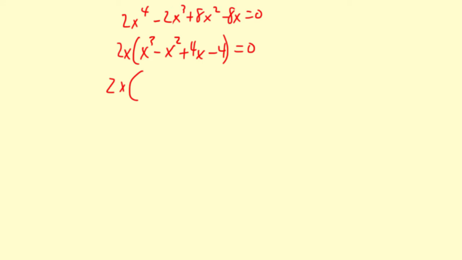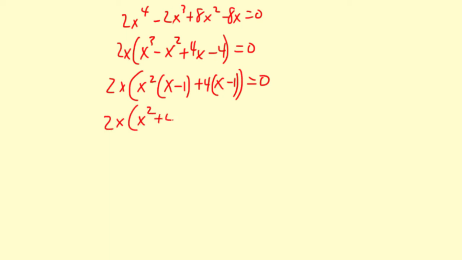So I'm going to take an x squared out of the first two terms, and that will leave an x minus 1. Then I'll take out a plus 4 of the last two terms, and I'll leave an x minus 1 equals 0. So this does work, factor by grouping. I get 2x, and then the grouping part will be x squared plus 4, and then the other one is x minus 1 equals 0.